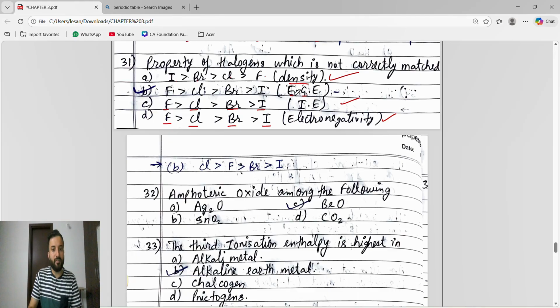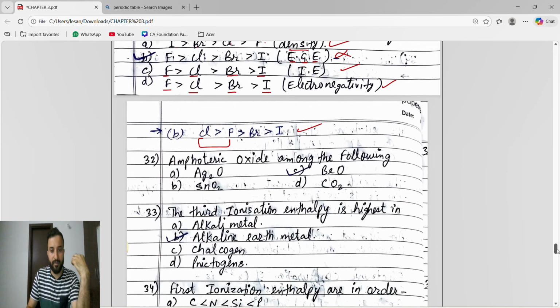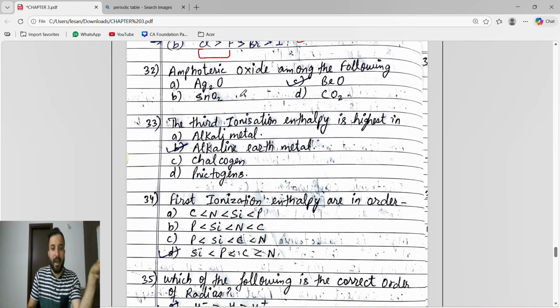This EGE means electron gain enthalpy. This is the wrong order. Guys, for electron gain enthalpy we have an exception. Fluorine, chlorine, bromine, iodine, if you take, the exception is that fluorine and chlorine will interchange: chlorine, fluorine, bromine, iodine. The reason is what? Guys, the reason is poor shielding effect. Okay. Amphoteric oxide among the following, guys, we know amphoteric oxides are BeO, Al2O3. These are the amphoteric oxides.